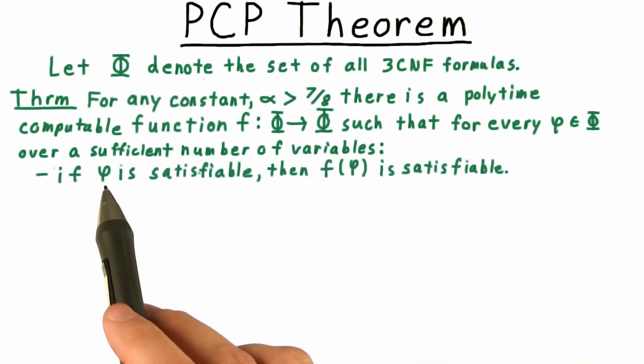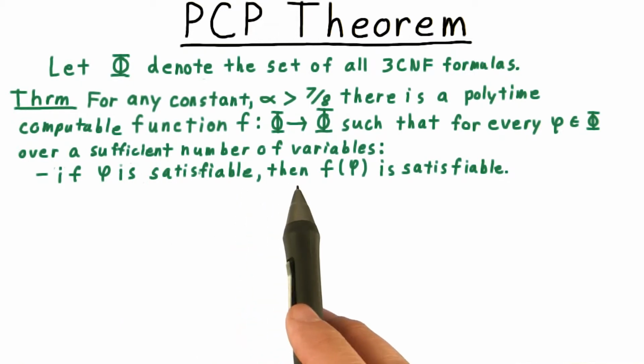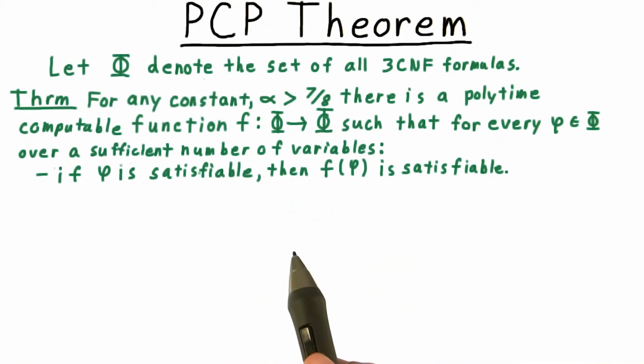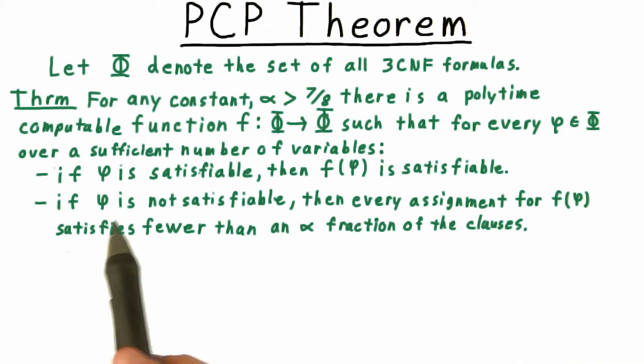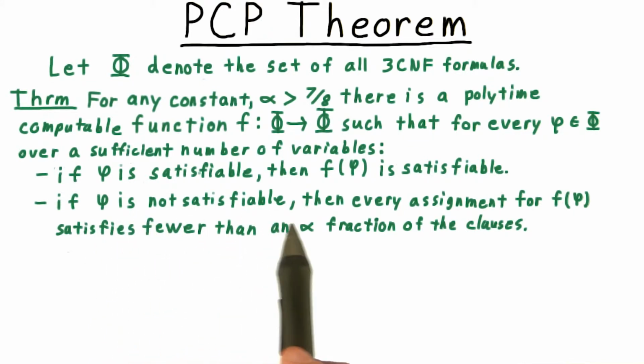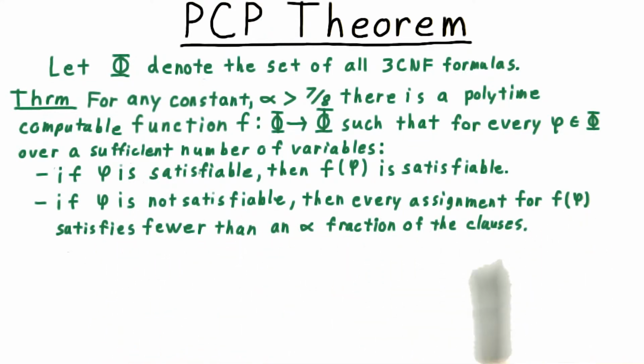1, if the formula phi is satisfiable, then f of phi is also satisfiable. And 2, if phi is not satisfiable, then every assignment for f of phi satisfies fewer than an alpha fraction of the clauses. So, if phi is satisfiable, there's a way to satisfy all the clauses of f of phi. If phi is unsatisfiable, however, then you can't even get close to satisfying all the clauses of f of phi.